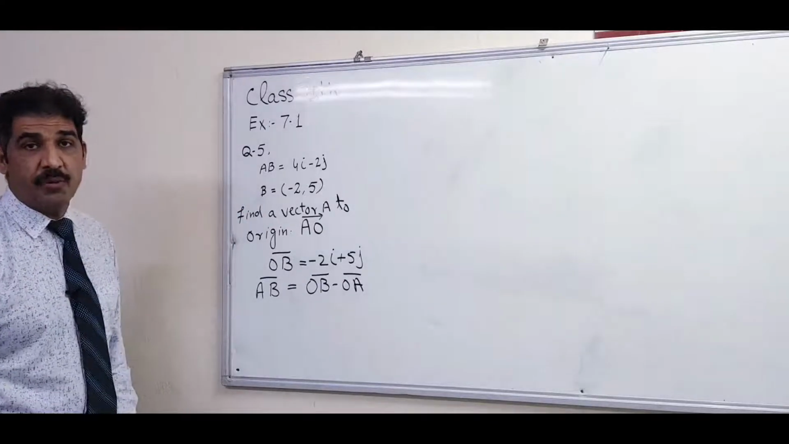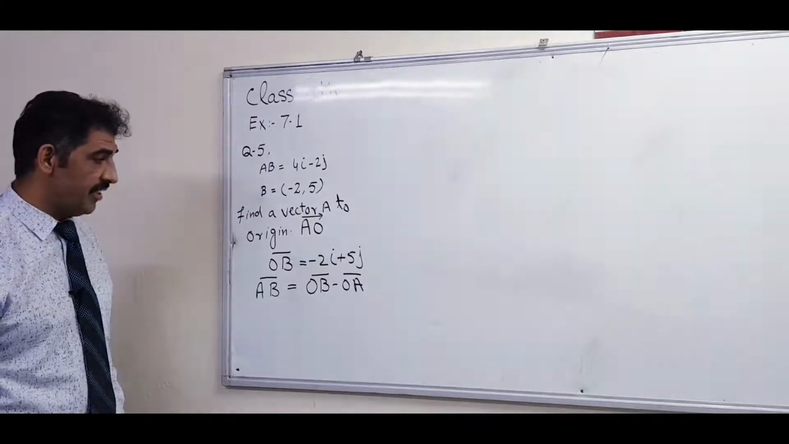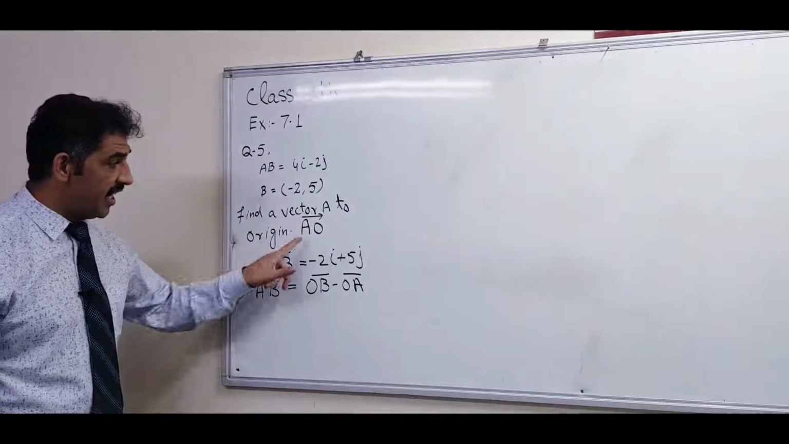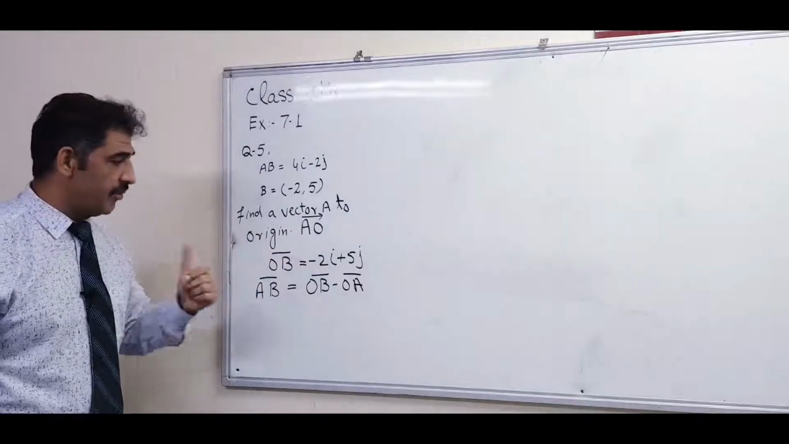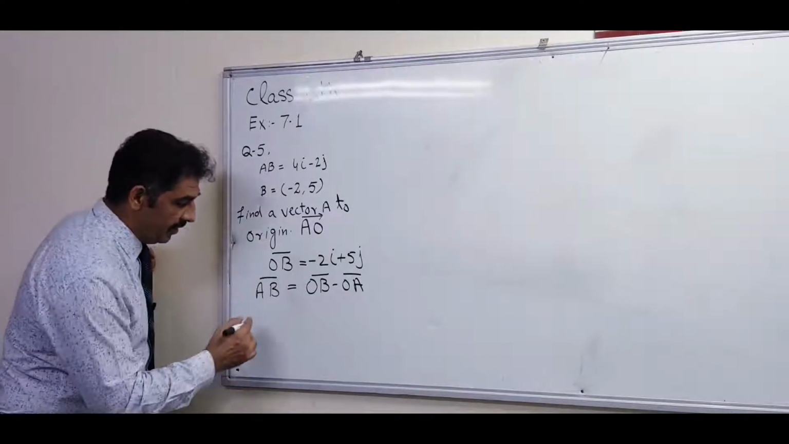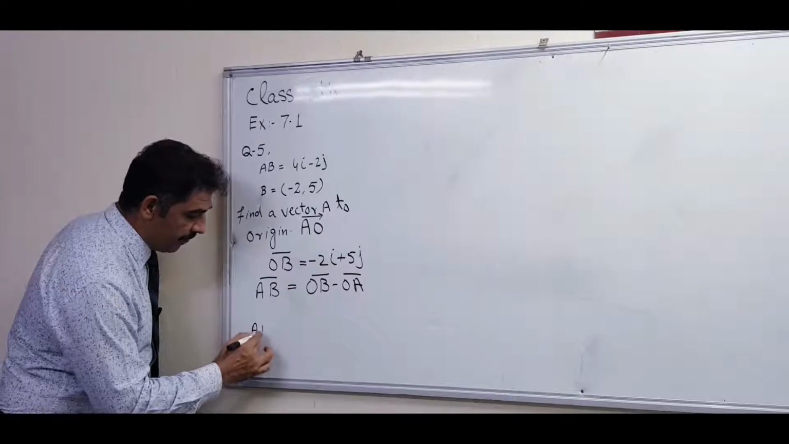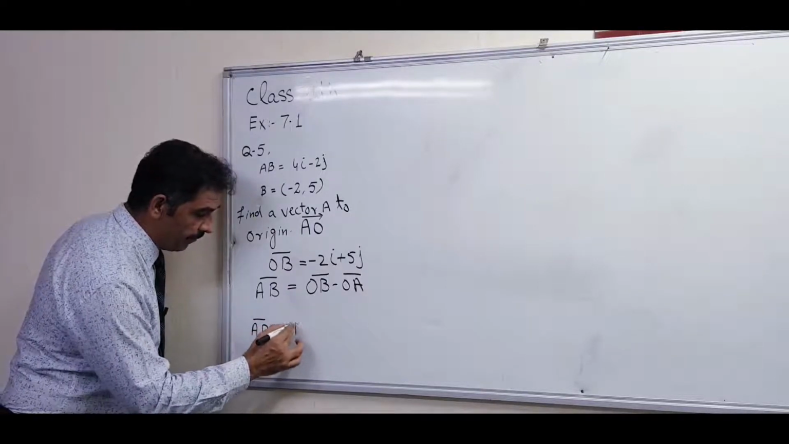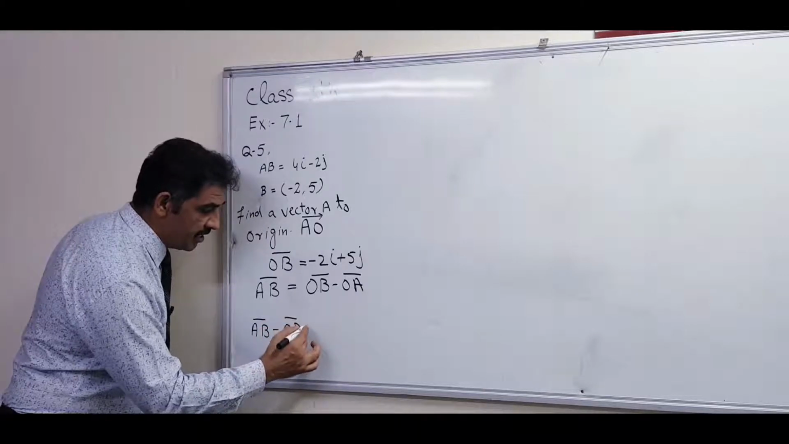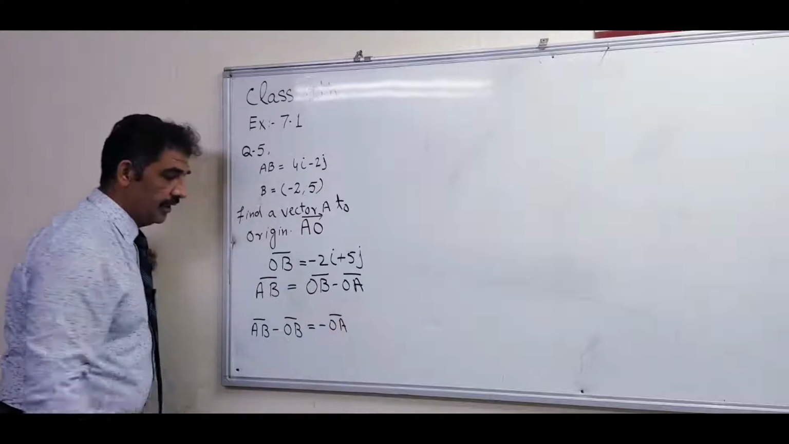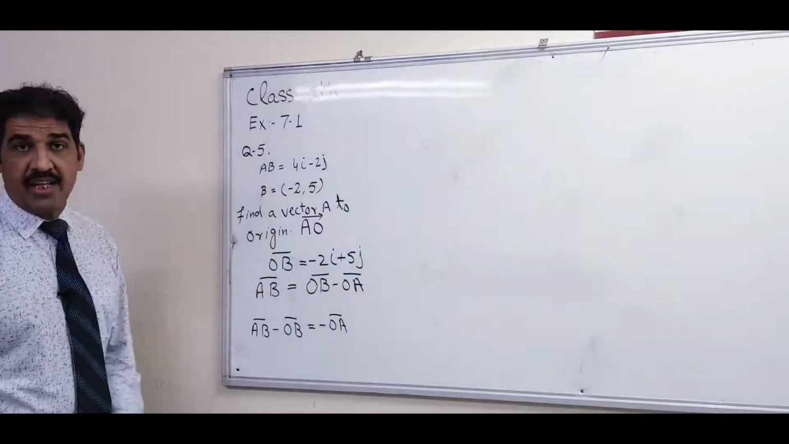So here we have to put the values which are given, but here we need AO. Before putting the values, we need to simplify a little bit. If OB is shifted to this side, what happens? That will become AB minus OB is equal to minus OA.